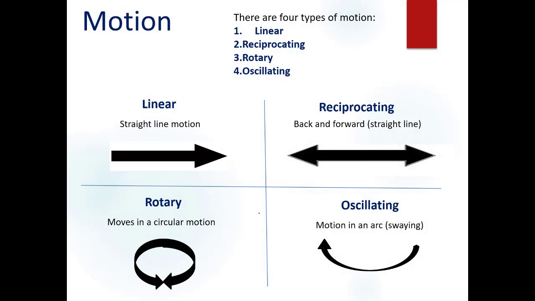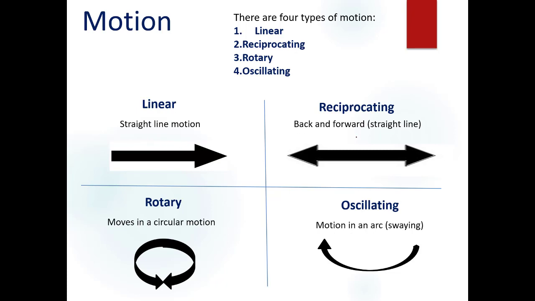Now, let's have a look at some of the different types of motion. There are four main types of motion that can be found in mechanisms. The first is linear. This is straight line motion, where the motion goes in one direction and one direction only. So in the engineering workshop, the vice jaw, when it's closing, is moving in a linear fashion. It's moving from open to closed.